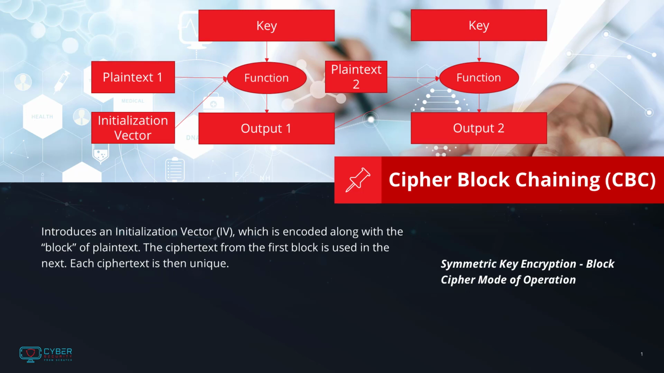Now obviously ECB has its weaknesses, and so cipher block chaining, or CBC, came about as an answer to this. Instead of starting with just a key and a plaintext, we also introduce something called an initialization vector, or an IV. This is a random chunk of data which is sent along with the ciphertext. When you do that first encoding of a block, you pass in the initialization vector along with the plaintext and key, and together all three come up with the output.